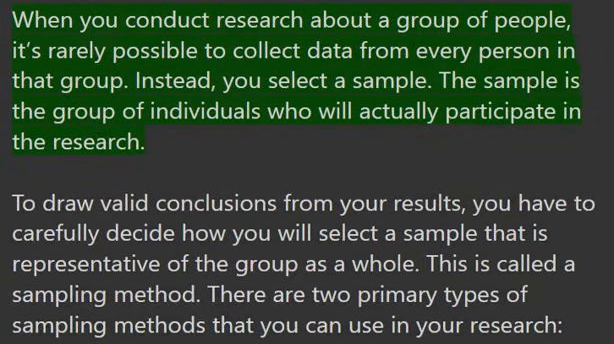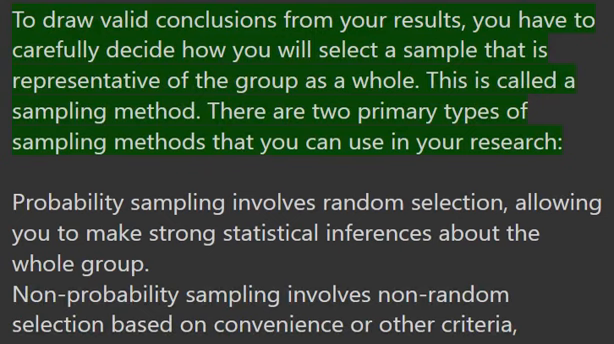When you conduct research about a group of people, it's rarely possible to collect data from every person in that group. Instead, you select a sample. The sample is the group of individuals who will actually participate in the research. To draw valid conclusions from your results, you have to carefully decide how you will select a sample that is representative of the group as a whole. This is called a sampling method.